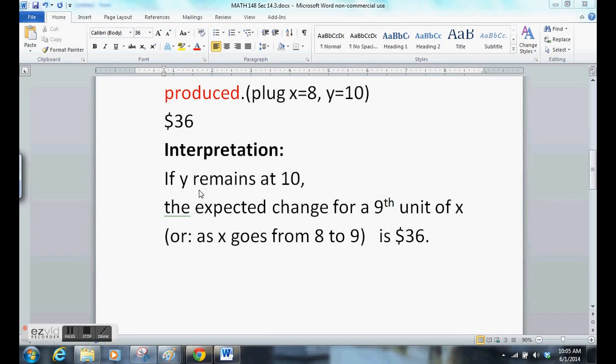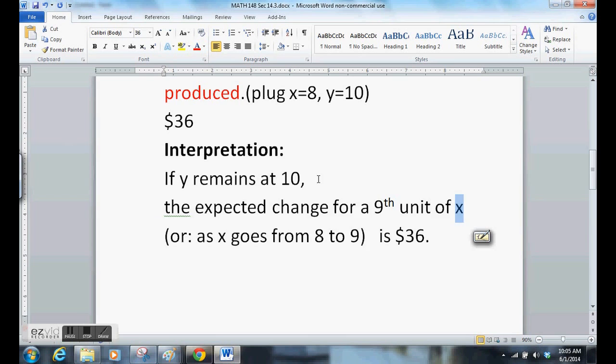Okay, here's the interpretation. If y remains at 10, the expected change for a 9th unit of x, or as x goes from 8 to 9, is $36. So why are we saying y remains at 10? Because we're looking at the marginal cost of x. So x is the thing that's changing.